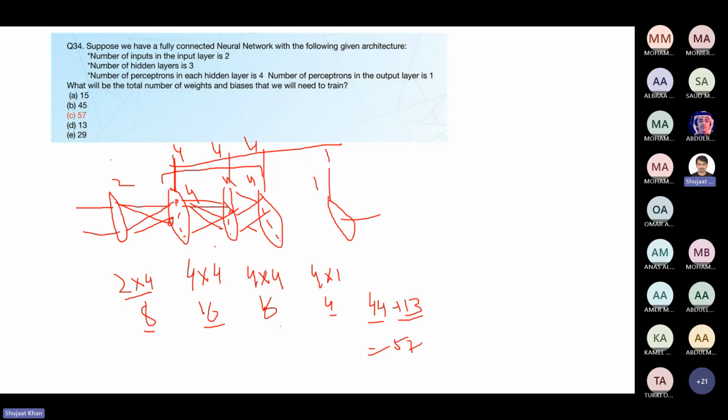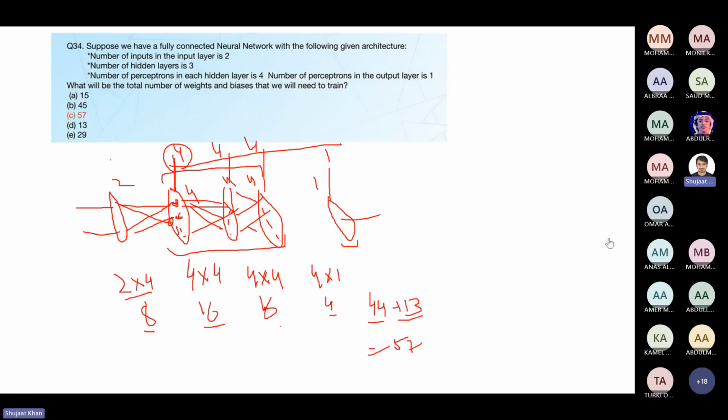If it's not clear, let me explain. The biases are for each neuron. Here you have 4 neurons. Each neuron has one bias: 4 biases, 4 biases, 4 biases. Total here 12 biases in the hidden layers, and one bias for the last layer. So total 13 biases, and the weights are between the connections. This is why we have 44 connections.